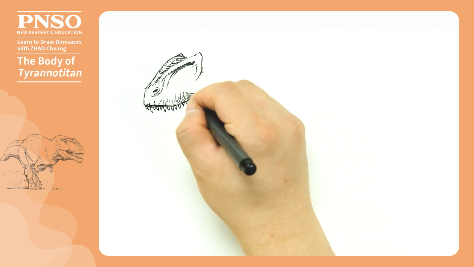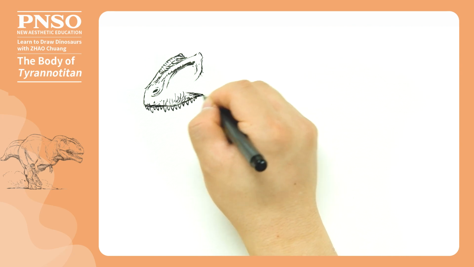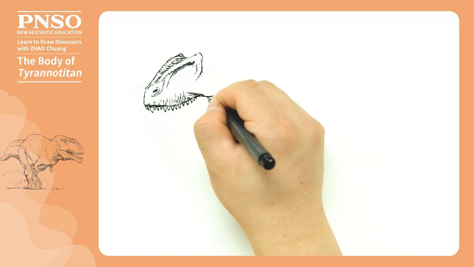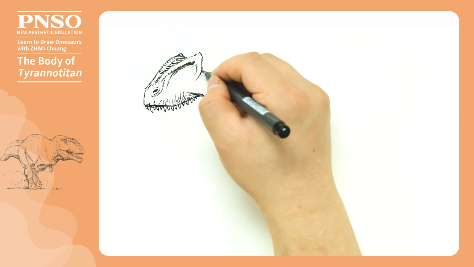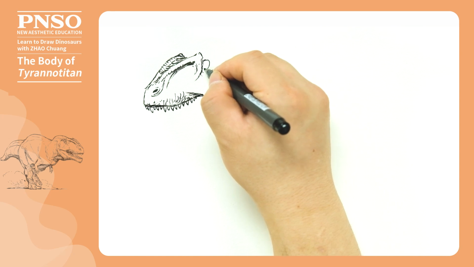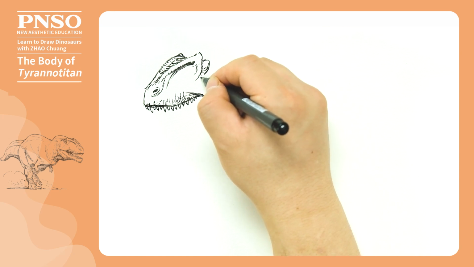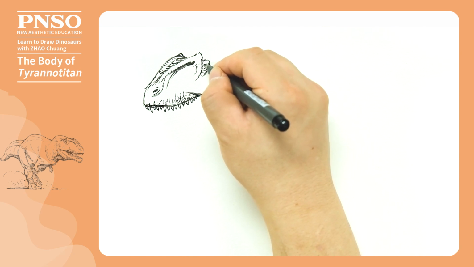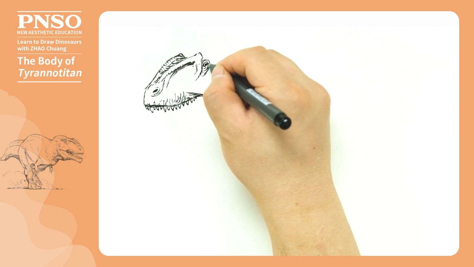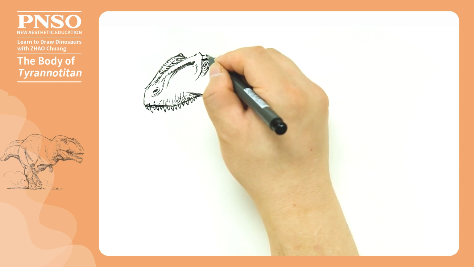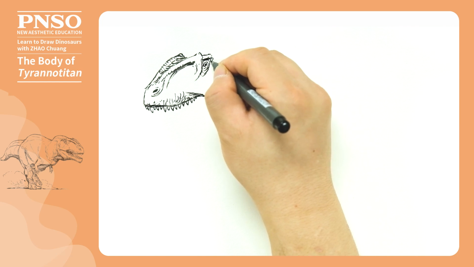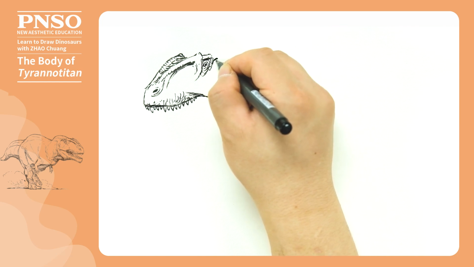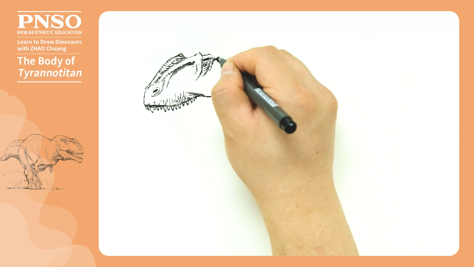Here, let's draw its jugal bone, stretching to the mouth corner at the rear. Then comes the shape of its eye socket. In the middle, let's draw its tiny eye. Above the eye, we can draw a horny lump, and in the back, we use a few strokes to show the relatively large scales here.